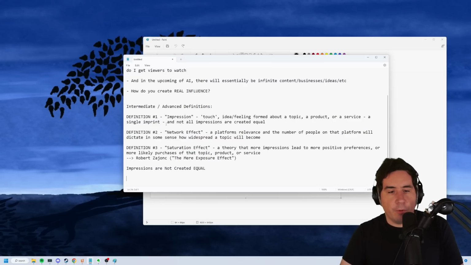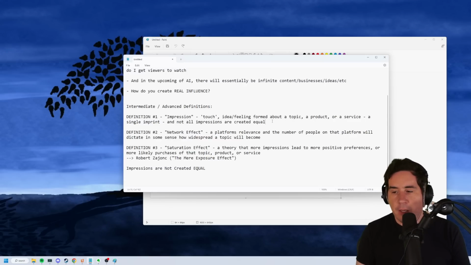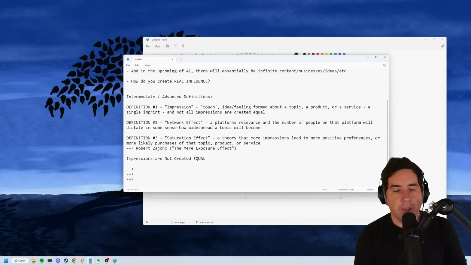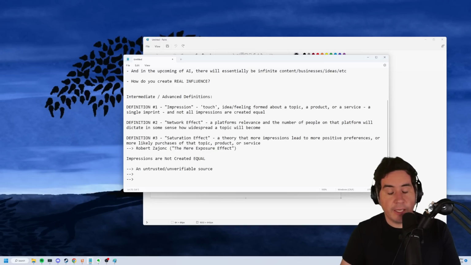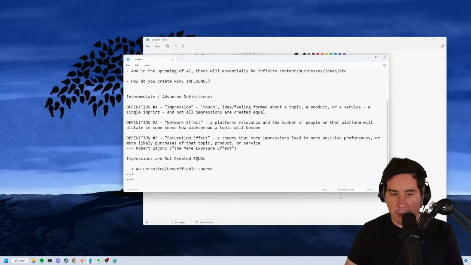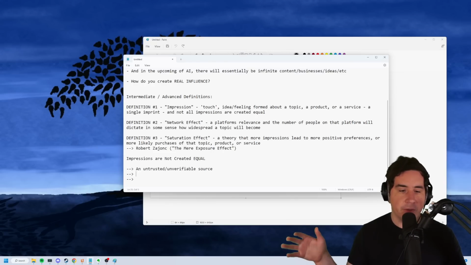So definition number 1 of impression, the idea of a touch or topic or product or service. Actually, impressions, I would divide them into 3 different categories in terms of the quality of the impression. The first is an untrusted, unverifiable source. That means I don't know who this person is, I don't particularly like them, and I cannot verify that they are a person of authority. So that is the least quality impression. Just some random account on Twitter with 10 followers.